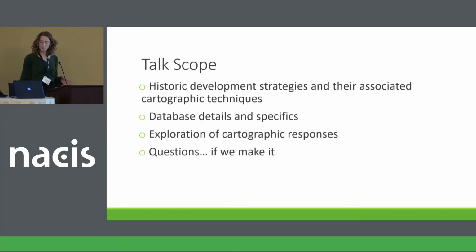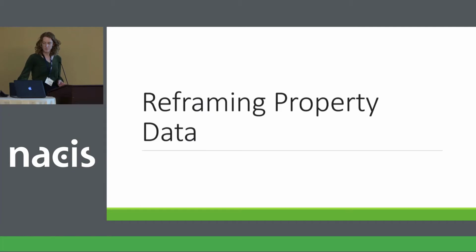So the scope of this talk is going to be looking at historic real estate development strategies and the associated cartographic techniques that emerge alongside them. Then I'm going to get into some specifics of a database that is useful for exploring what has happened in a given area after property or urban redevelopment, and then explore a few different cartographic techniques that we can use to re-narrate what has happened in an area, and if we make it to the end, some questions, hopefully.